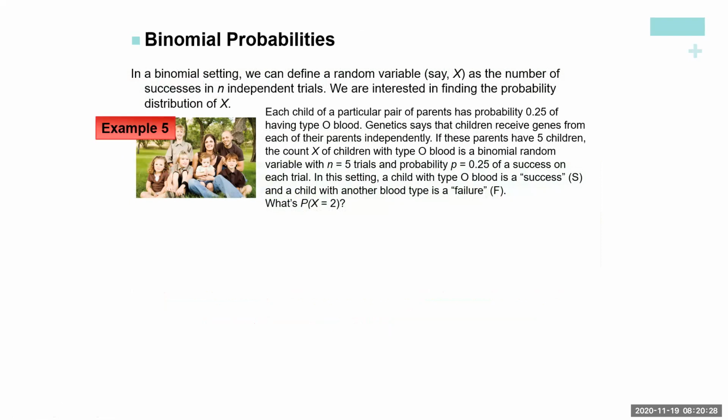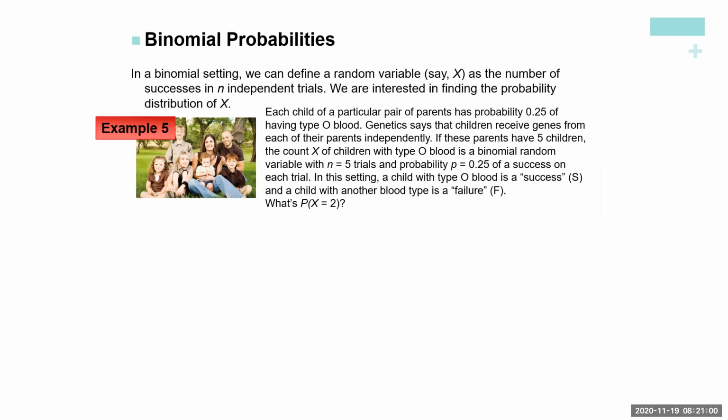So let's look at an example. Each child of a particular pair of parents has probability of 0.25 of having type O blood. Genetics says that children receive genes from each of their parents independently. These parents have 5 children. The count X of children with type O blood is a binomial random variable with n equaling 5 trials and a probability of 0.25 of success. In this setting, a child with type O is considered a success. Any other blood type is a failure.